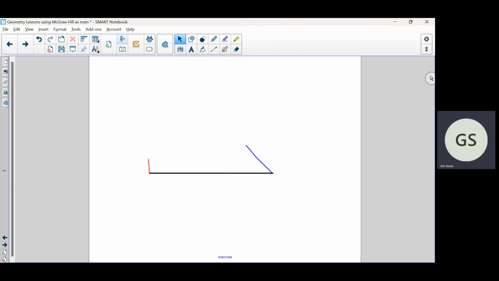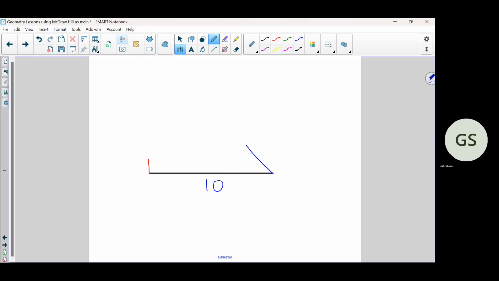So now let's start putting some numbers in to help us think about how it would have to happen. Let's say this was 10. Just to make my numbers easy, let's say this is 1, this is 3.